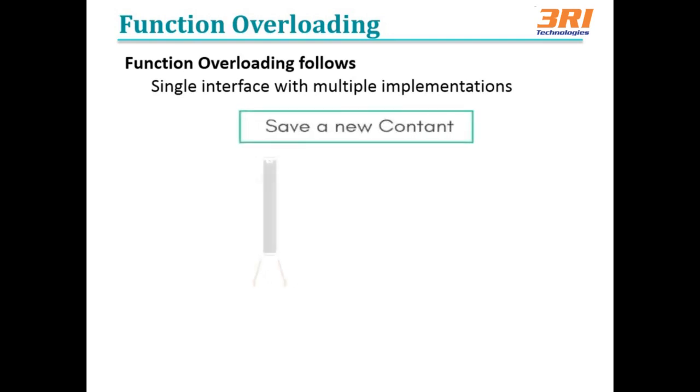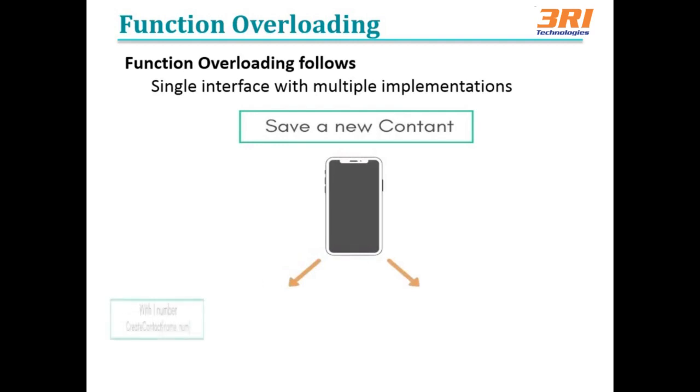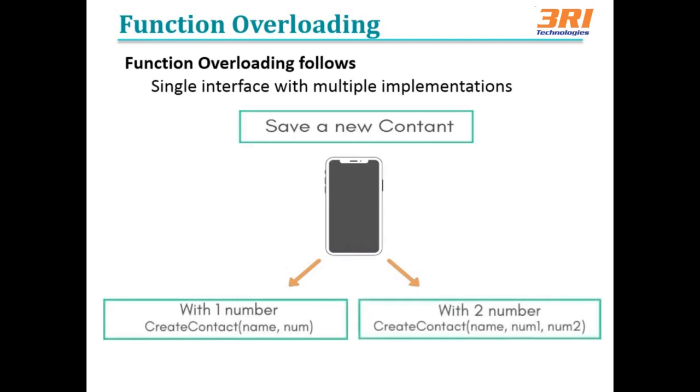We all use mobile phones and we are familiar with the task of saving a new contact. Suppose you want to save two numbers for one person. You must have a function which will take the two numbers and the person name as arguments, let's say create contact. Now, it's not necessary that every person will have two numbers. Many other contacts might have only a single number.